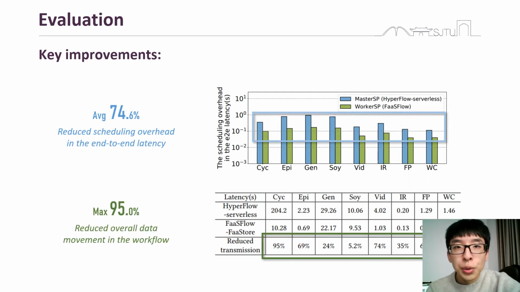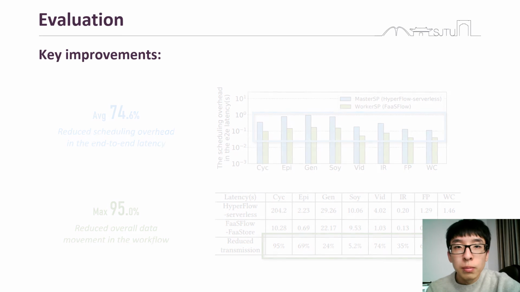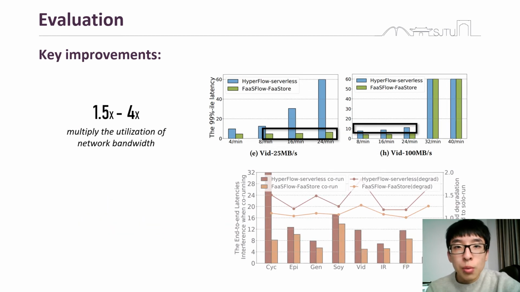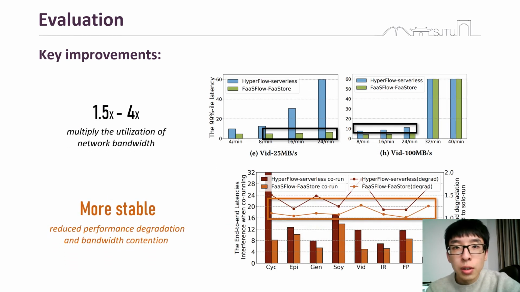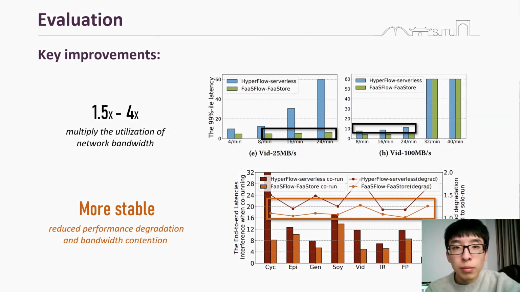The results show that FaaSFlow effectively mitigates the workflow scheduling and data transmission overhead. When the network bandwidth changes, FaaSFlow reduces the throughput degradation by 23%, and it also can multiply the utilization of the network bandwidth.